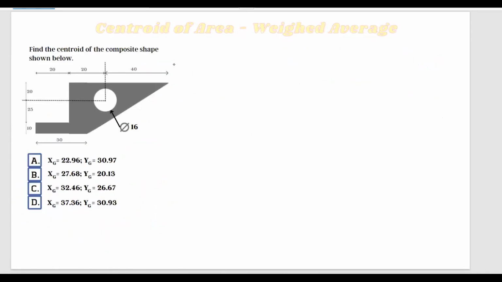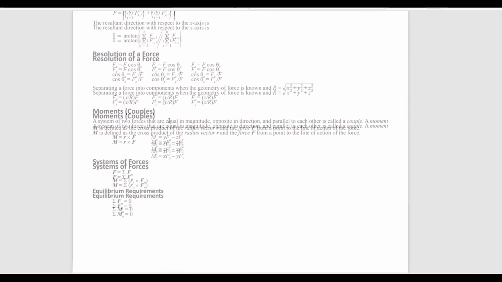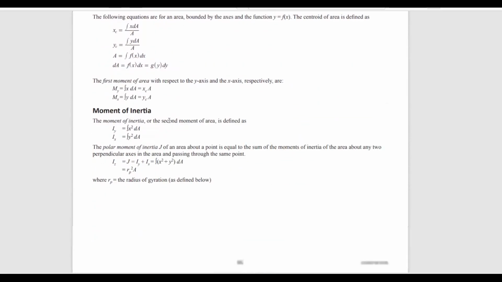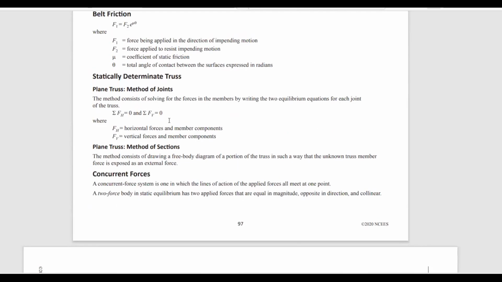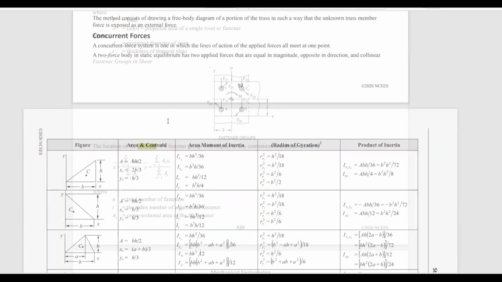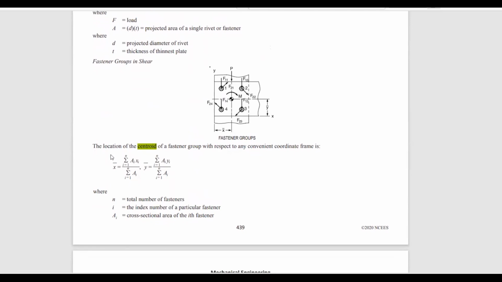Moving on, find the centroid of the composite shape shown below. So the centroid of a composite shape, how do we do that? Let's go to the FE handbook. I want to see if we have formulas provided for the centroid, so it will give you peace of mind. You don't have to remember it. Let's see if it does. I don't see it. Centroid. There you go. This is under mechanical engineering.